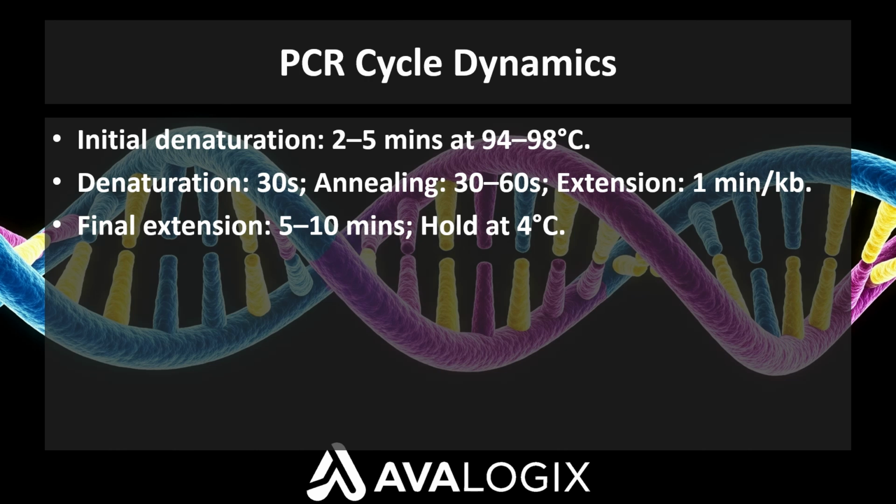Each PCR cycle then consists of denaturation, 94 degrees Celsius for about 30 seconds. This melts the DNA strands. Annealing, usually 50 to 65 degrees Celsius for 30 to 60 seconds. The precise temperature depends on the primer's Tm. Extension, 72 degrees Celsius for around 1 minute per kilobase. If your target is 500 bp, a 30-second extension might suffice. For 3 kb, at least 3 minutes is needed.